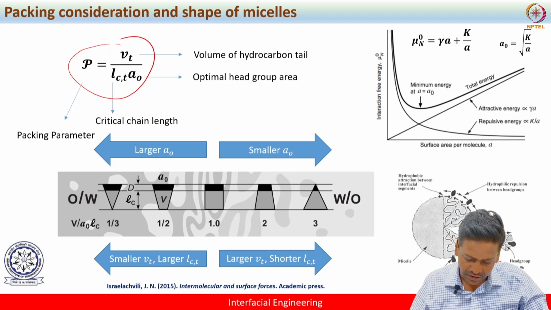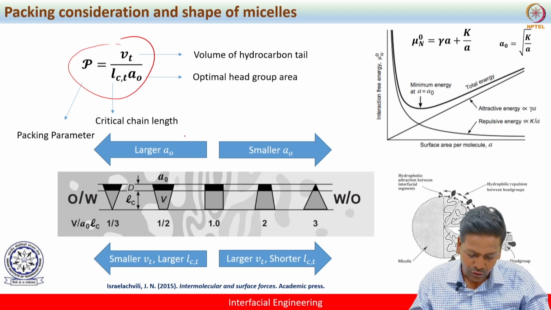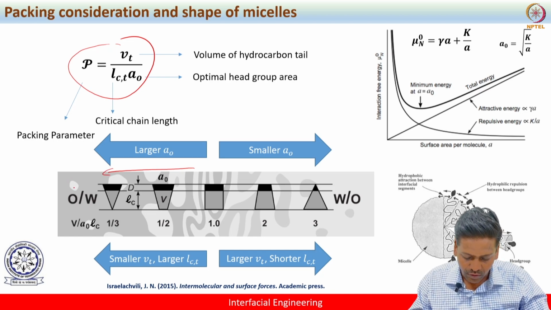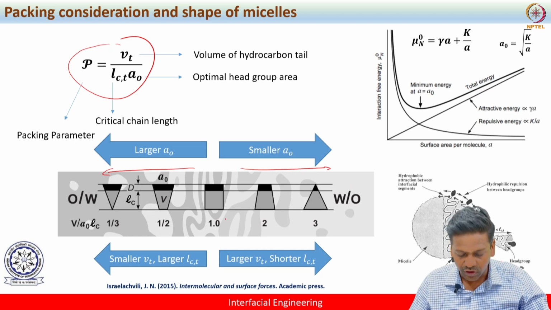So the question that we are asking is, what decides this shape? A few parameters decide. One is the optimal head group area. If the optimal head group area becomes larger and larger, one would walk in this direction, that means you will go from cylinder to truncated cone to cone. Whereas if head group area becomes smaller and smaller, one would walk in the opposite direction, which means that you will get inverse truncated cone or inverse cone, right?